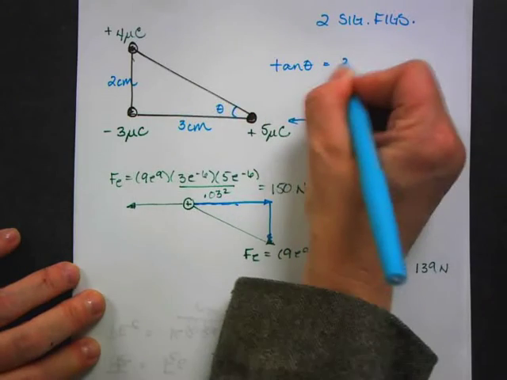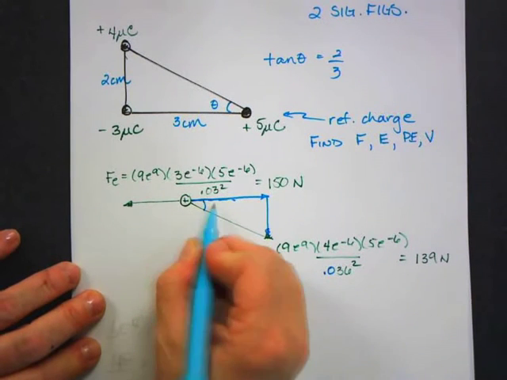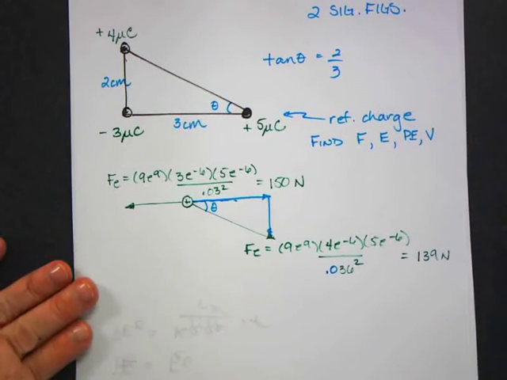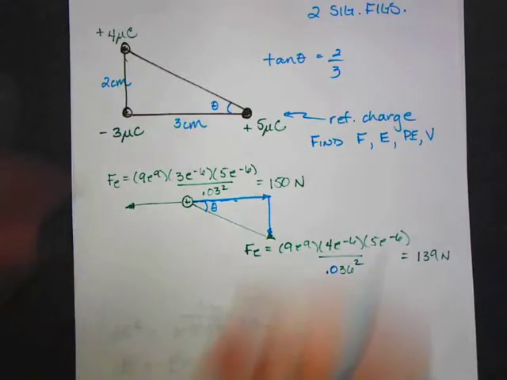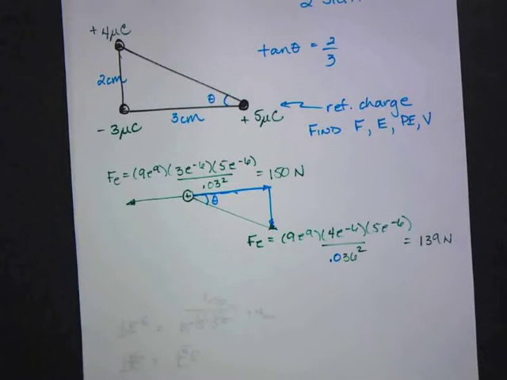If I use the tangent function, opposite over adjacent, I can figure out what that angle is, and then this will also be theta, right? Because if I were to pull this up and draw it right here, those would be vertical angles, right?